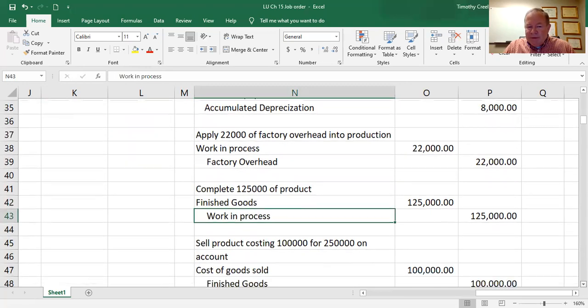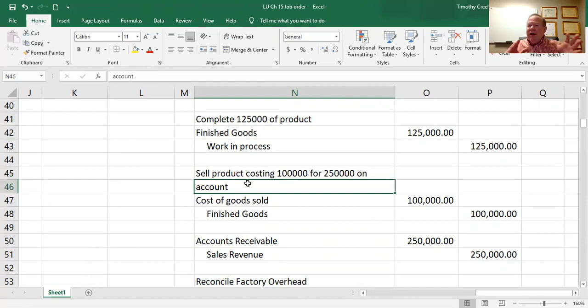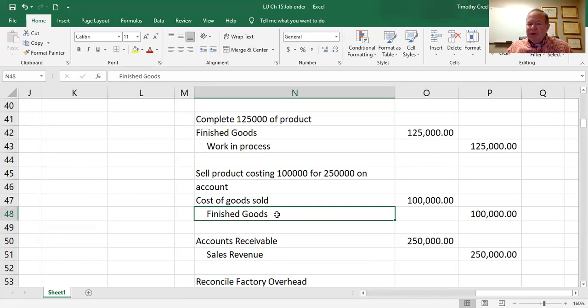We sell product basically costing $100,000 for $250,000 on account. So whenever we sell product, we're going to make two entries. One is we want to record the sale, and the other one is we want to record the item coming out of inventory. So we want to do both. We want to record the sale. We want to record the item coming out of inventory. So notice what we would do here. If an item is complete and it moves out of inventory, then we're going to credit finished goods because it's going to leave finished goods, and we're going to debit cost of goods sold.